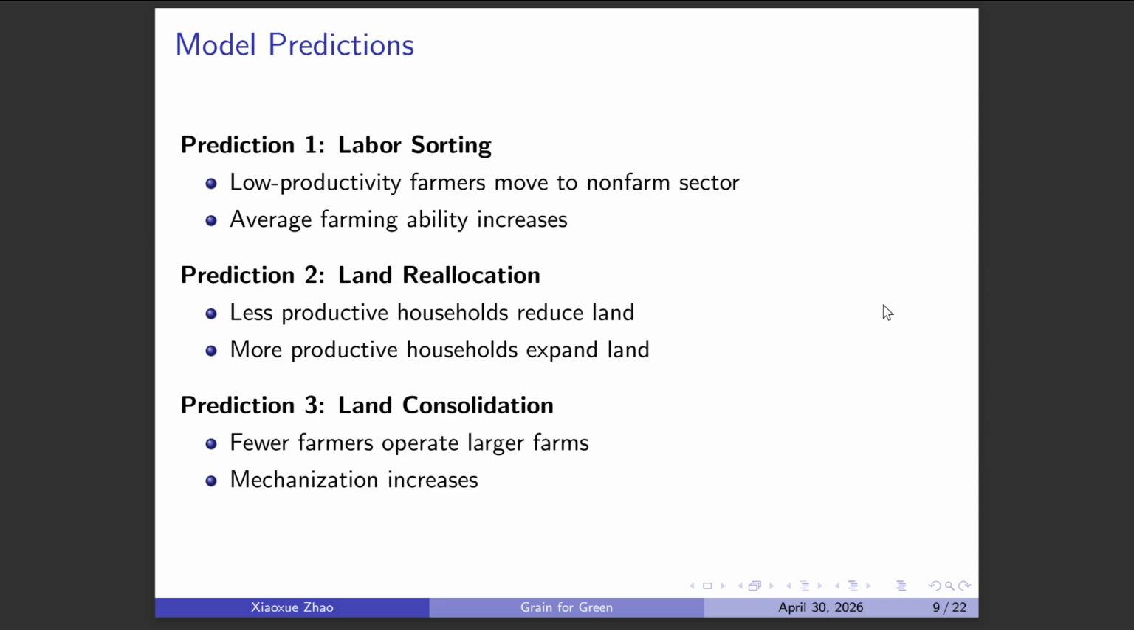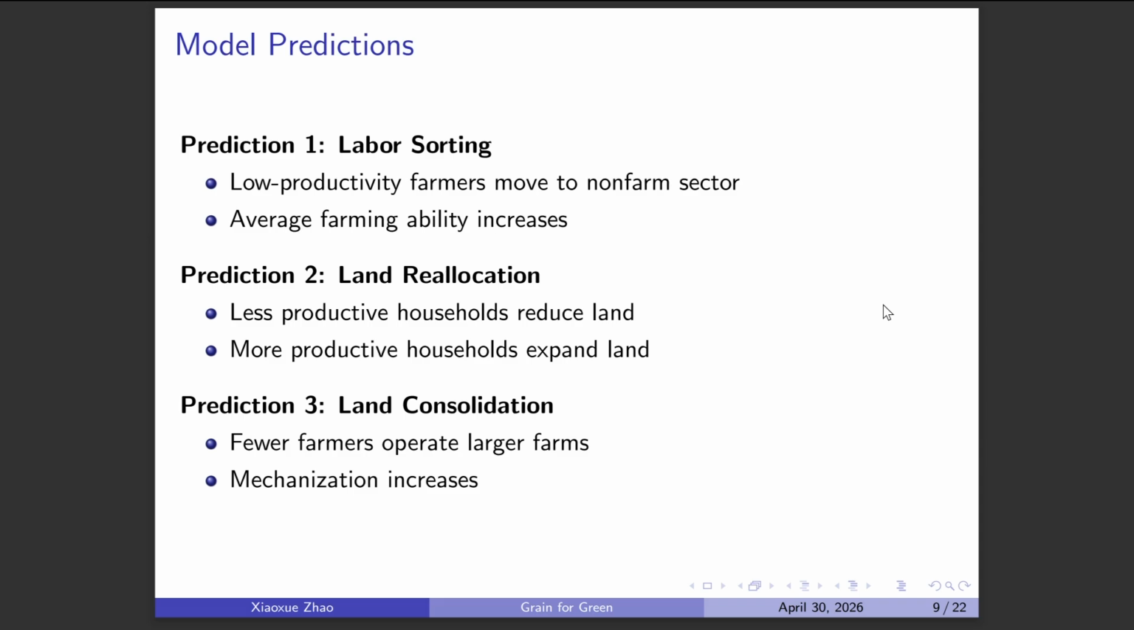Number one, there's the labor sorting channel. The idea is that as the low productivity farmers exit land with a higher probability after the program, the average farming ability of the farmers that stay in agriculture after the program is going to increase. Second, there's also the land reallocation channel. As the less productive households move out of agriculture, their non-eligible land will become more available and be reallocated towards the more productive households, and therefore significantly improve the cross-household land allocation efficiency within the village.